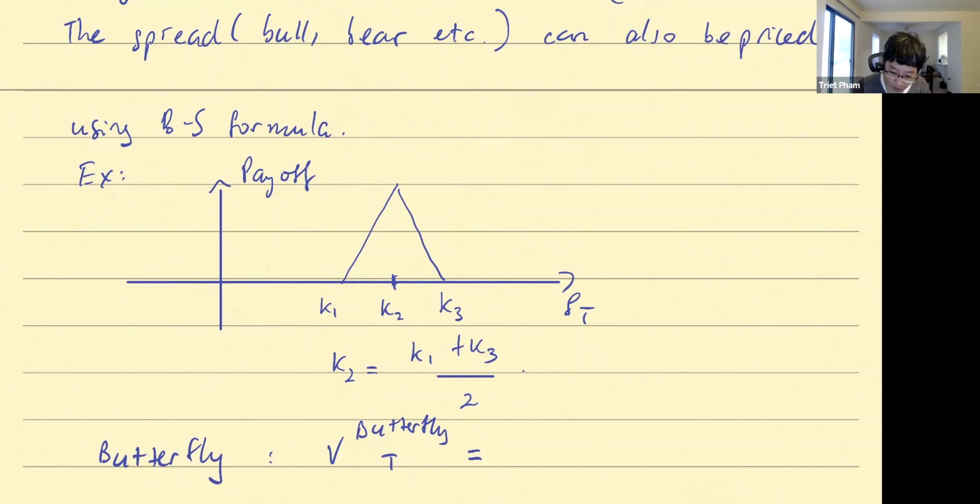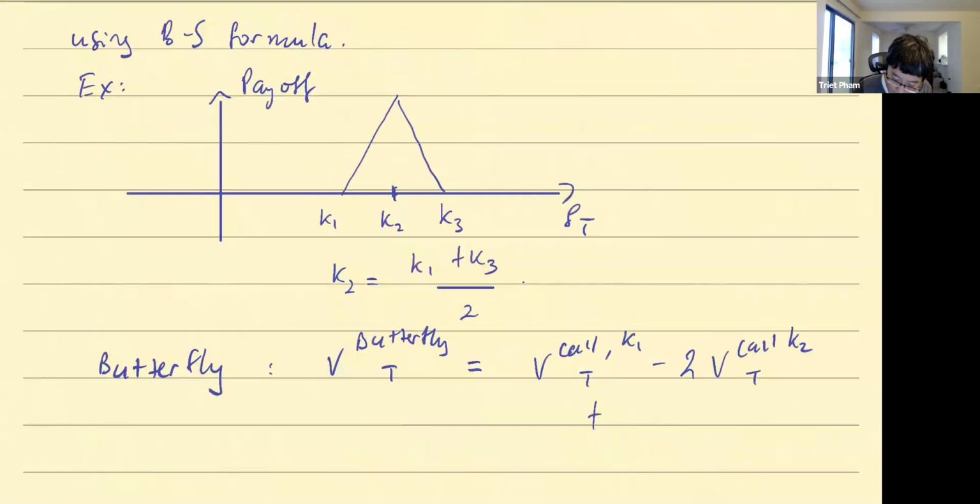I'm just going to go off my intuition here. I think it's V call K1 T, minus twice V call K2 T, and then plus V call K3 T. I put a question mark here. I think that's the right one, but check me on that, because I'm not trying to talk about replication. The point is this though.